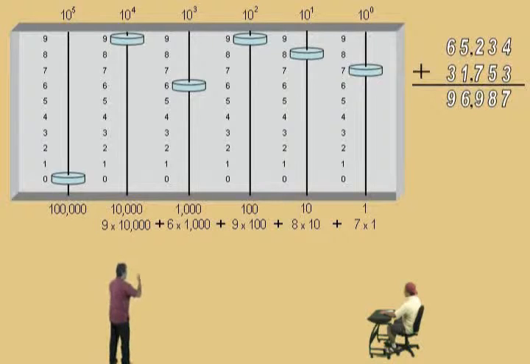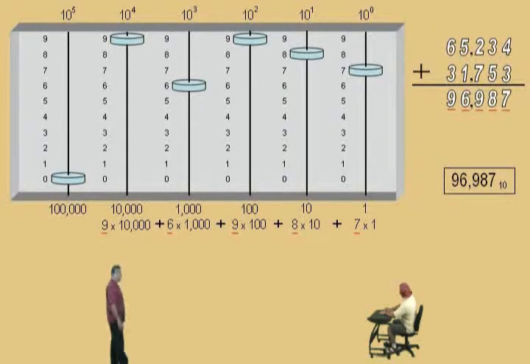Okay, so notice our base 10 number here. We have a 9, we have a 6, we have a 9, an 8, and a 7. And if you multiply and add all these numbers up, you get 96,987 base 10. It's kind of like the expanded form, Charlie, that we talked about in pre-algebra of a number, okay? Now, notice, base 10 numbers means you have 10 digits.